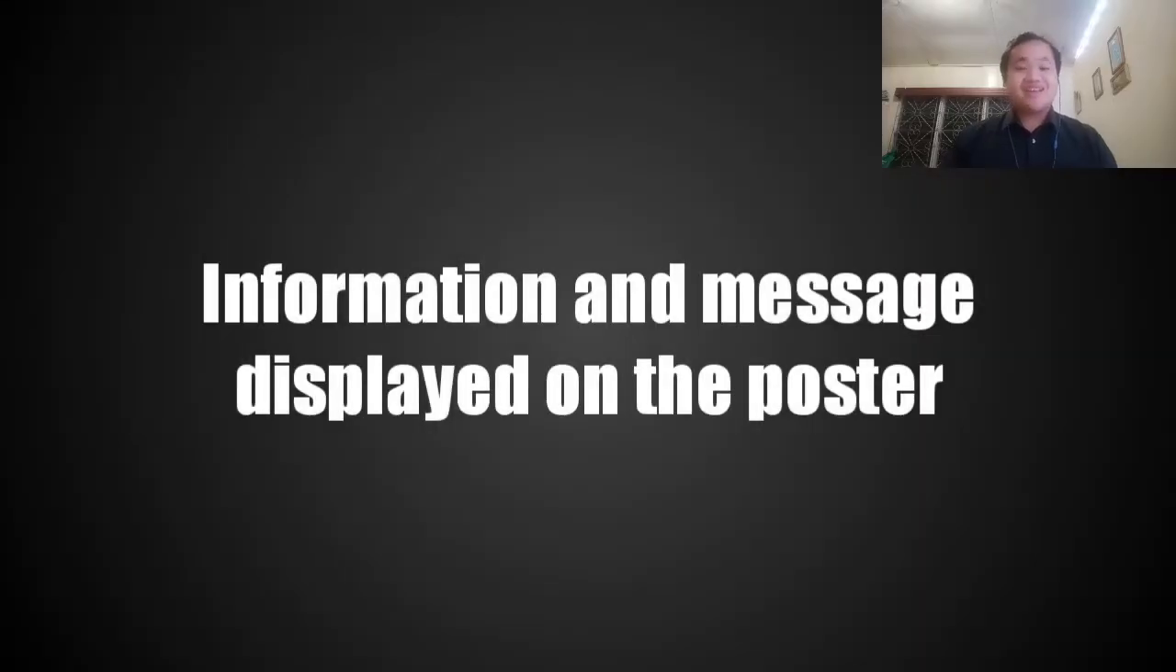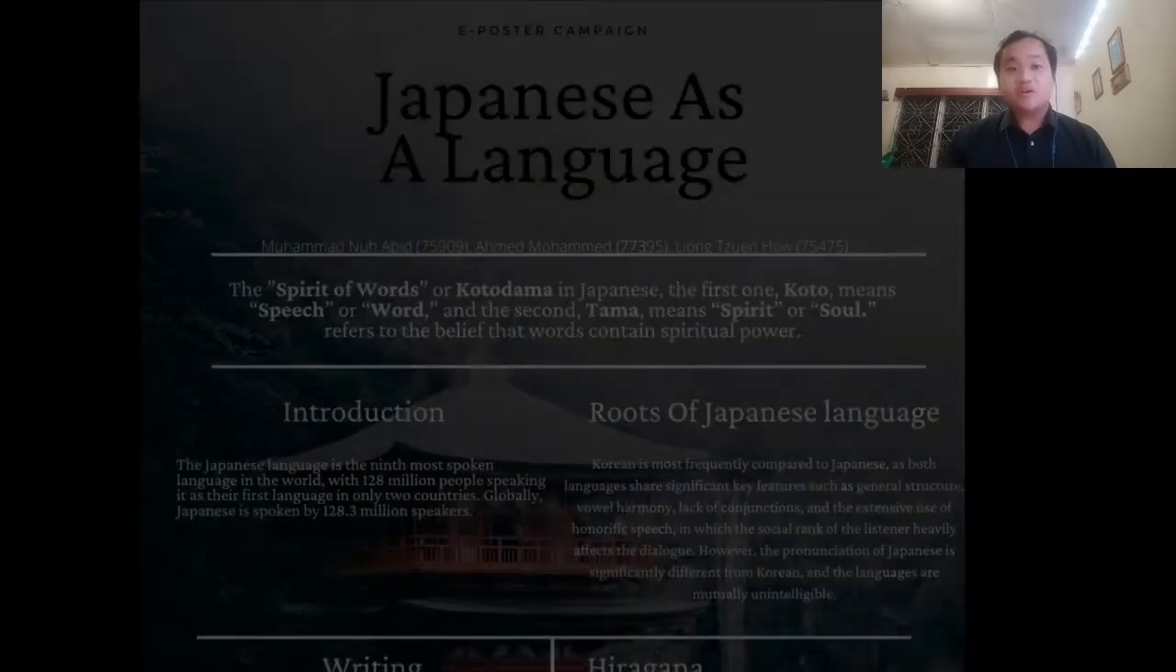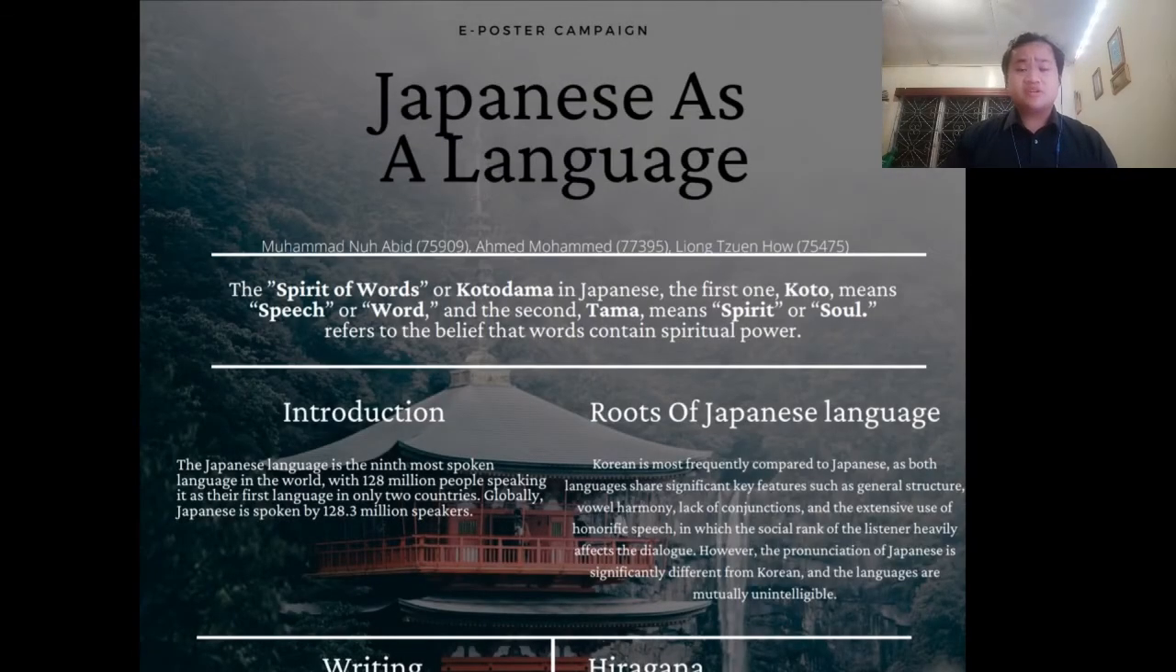Alright, I would like to start my presentation with Japanese as a language. Why did I choose Japanese as a language? Because a Japanese word alone consists of spiritual power. The word kotodama means spirit of word. If we split koto and dama, the word koto means speech or word, and dama means spirit or soul.